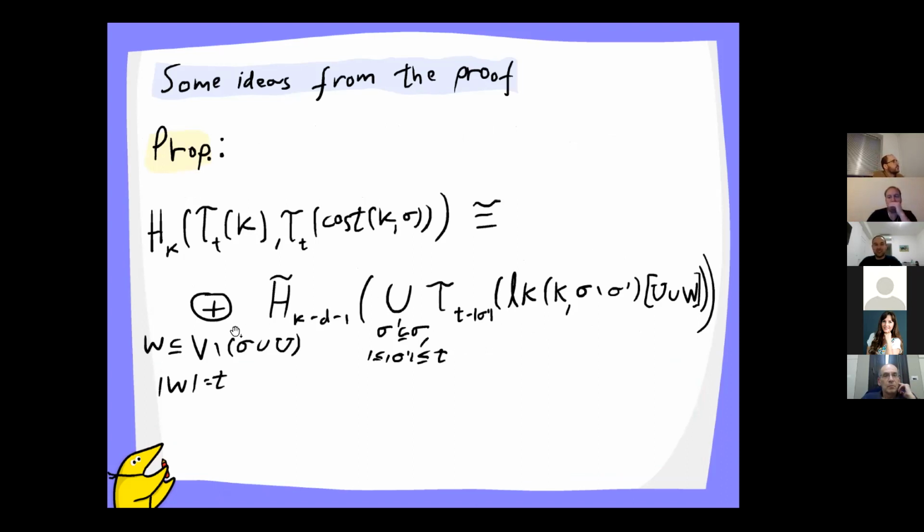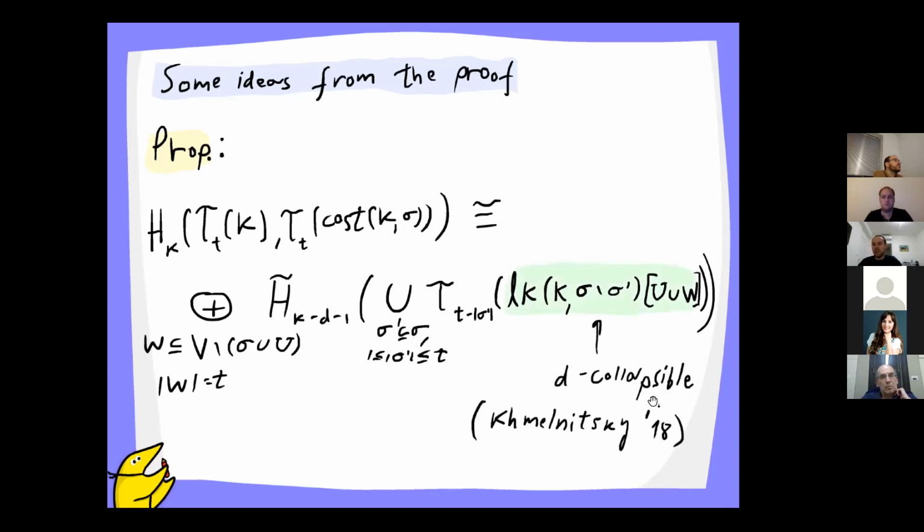Okay, it looks a little scary, but okay, we can try to understand this. So we have a direct sum of homology groups of the union of the tolerance complexes of some links of the original complex. Okay, but K is decollapsible, and it is known that links of decollapsible complexes are also decollapsible. Okay, this is a result of Chmielnicki.